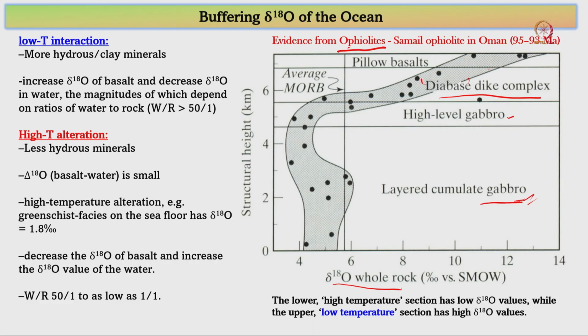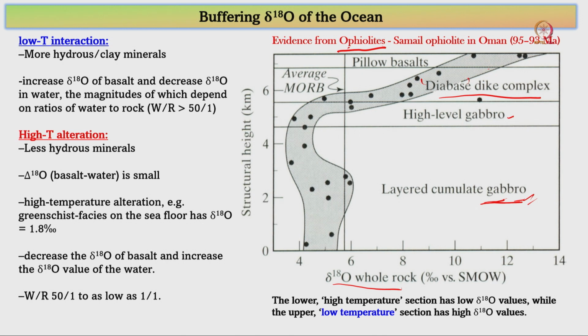What we see is during high temperature alterations, the hydrous minerals are formed less. Okay. And the difference between the delta 18O of the rock here and the water is also low. Okay. So, the water and the rock do not exchange, or are basically having equilibrium exchange of the 18 oxygen. So, there is not much difference between the basalt and the water. Okay. So, if there is high temperature alteration, the 18 oxygen is not getting preferentially incorporated in these rock types.